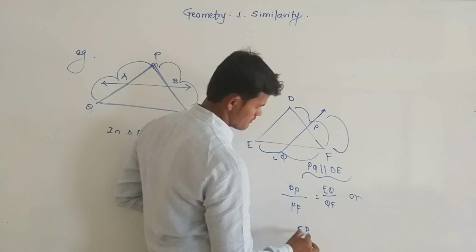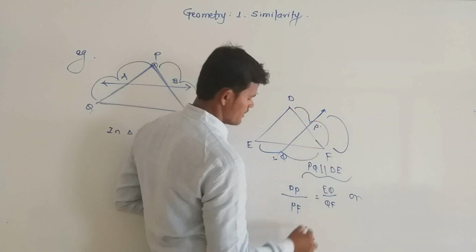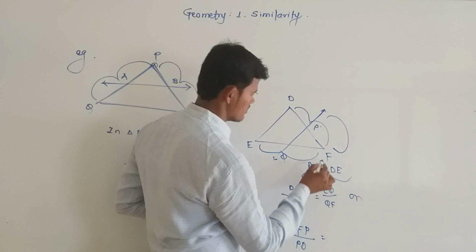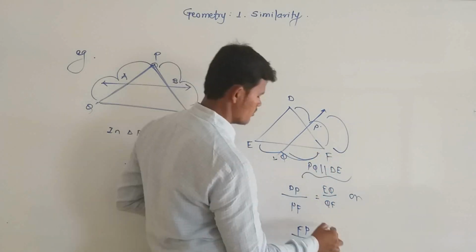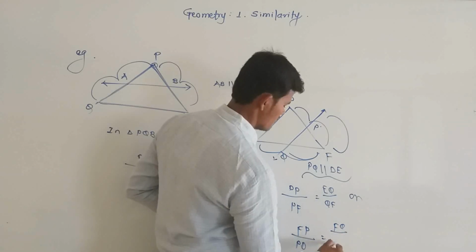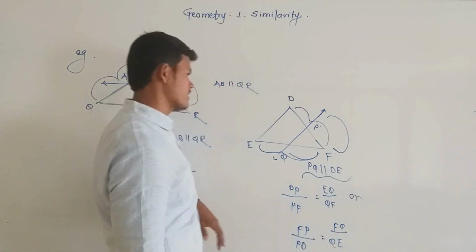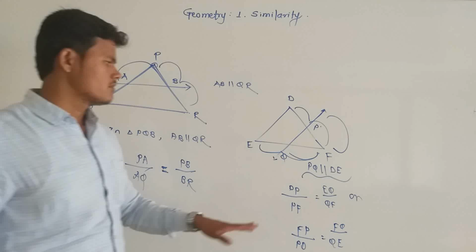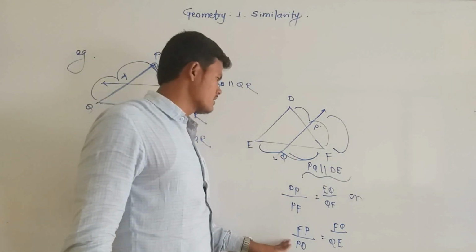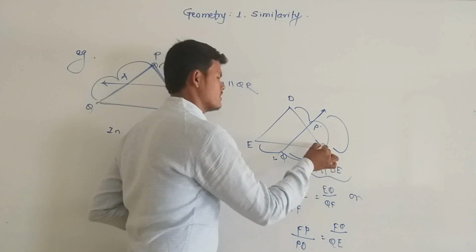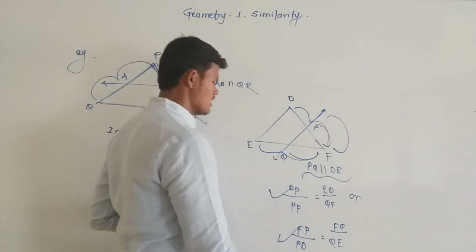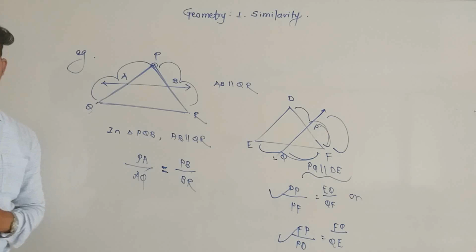FP upon PD is equal to, here also starting from vertex F, so FQ upon QE. You can write both this or this. If you start from D, then this ratio is correct. If you start from vertex F, then this ratio is also correct. So this is the basic proportionality theorem.